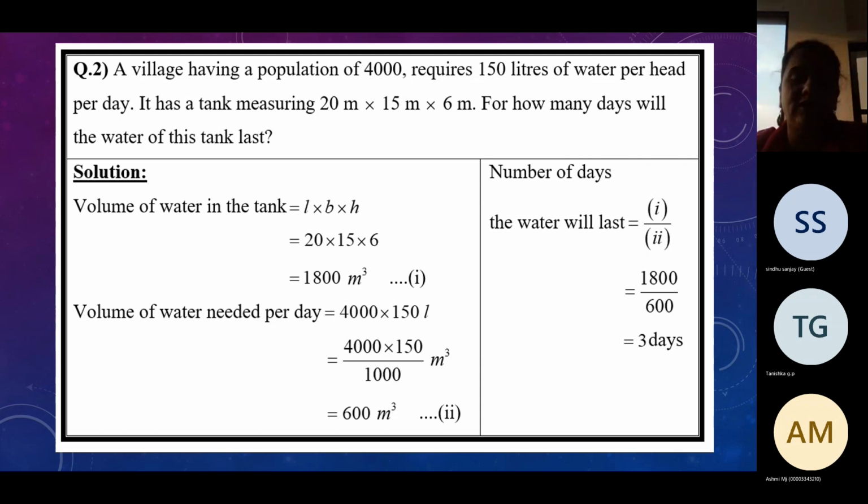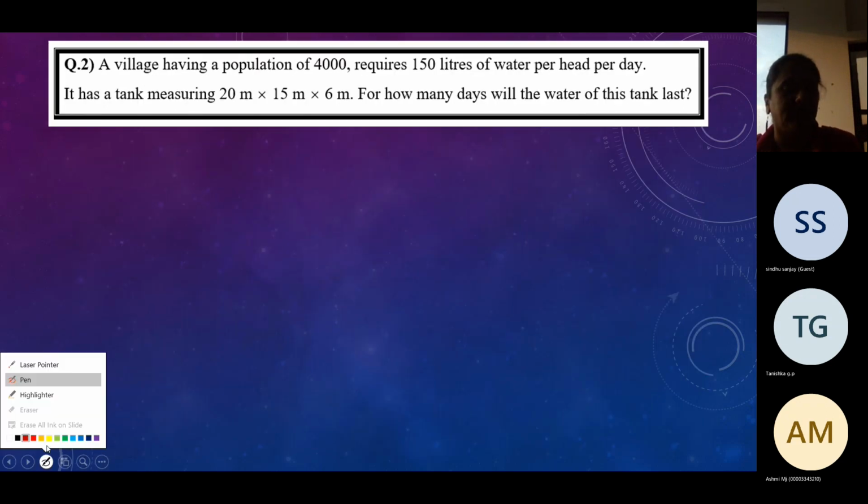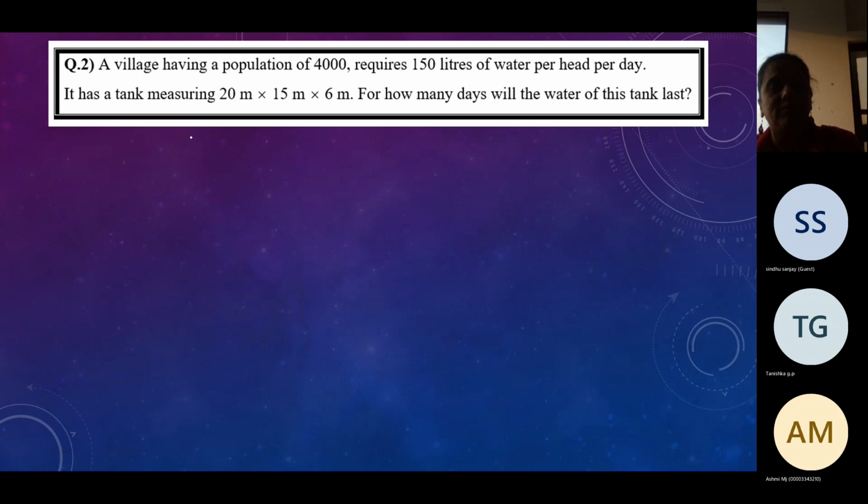So mostly here, what we need to understand is whether we should multiply by 1000 or divide by 1000. So that I'll clarify now. Now the volume of water needed per day is 4000 into 150 liters. Now, how do we convert this? Do we multiply by 1000 or divide by 1000? So you can do this.